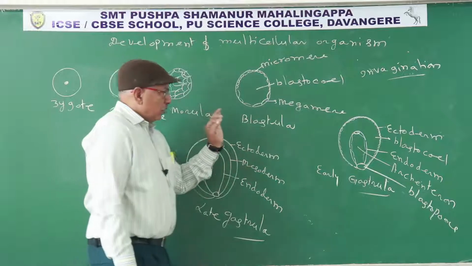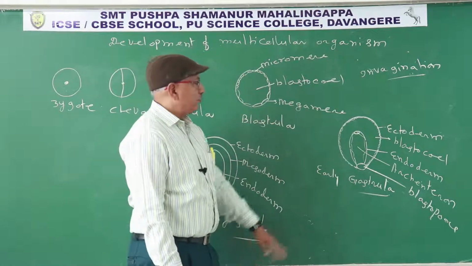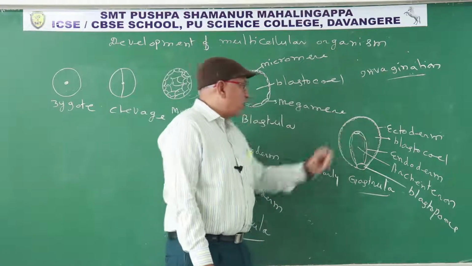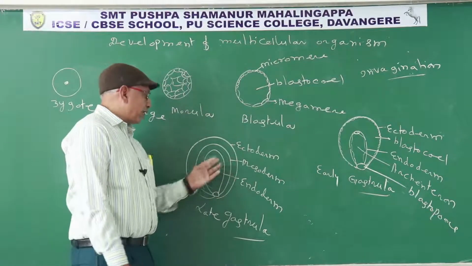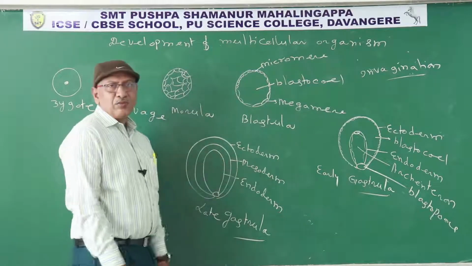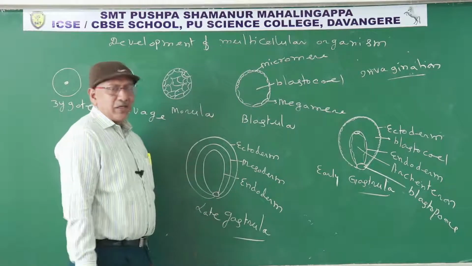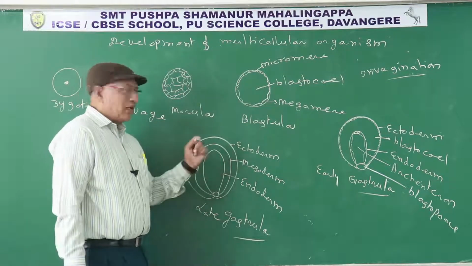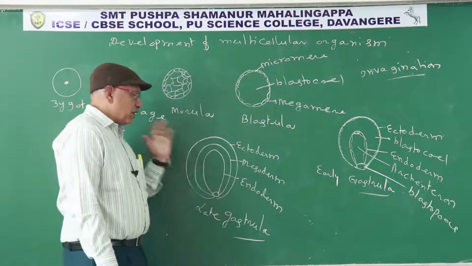So the developmental stage containing two germinal layers is known as early gastrula. Later some cells of ectoderm, some cells of endoderm form another layer between ectoderm and endoderm, that is known as mesoderm. So the developmental stage containing three germinal layers is known as late gastrula. In late gastrula, three layers are present: outer ectoderm, middle mesoderm, inner endoderm.